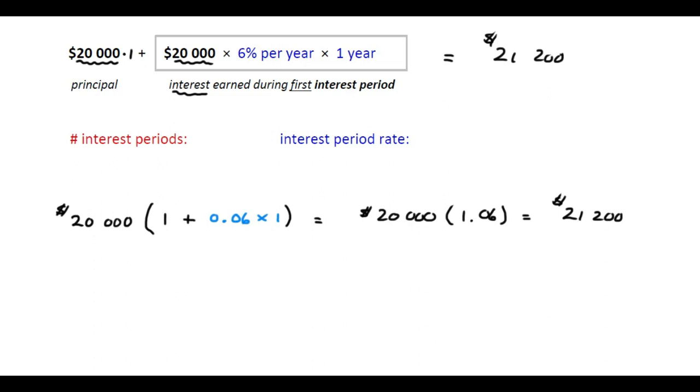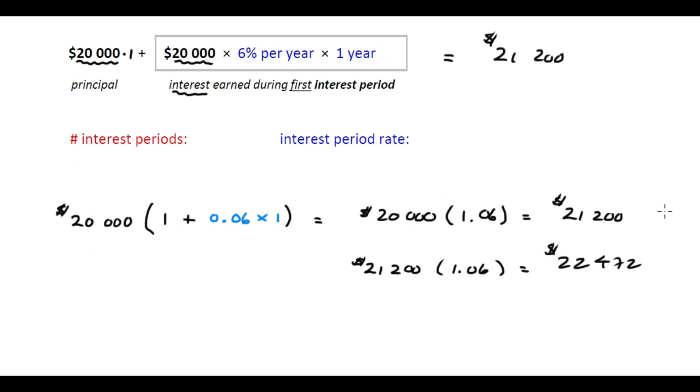So the next step here would be to take our $21,200, and we're going to increase this again by 1.06. Right? And that's the same thing as saying 21,200 plus 21,200 times 6% per year times 1 year. And if you check this one out, that of course will reproduce the second row in our spreadsheet, and we'll be now up to 22,472.